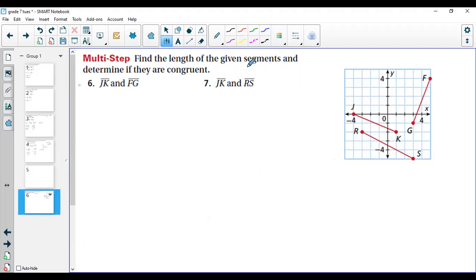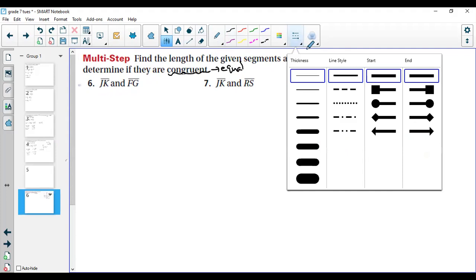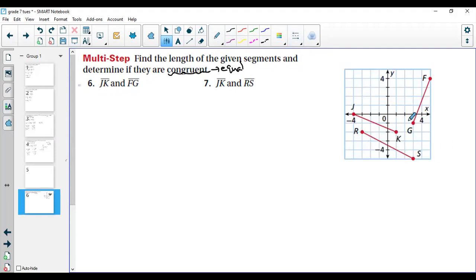All right. So what does the word congruent mean? Congruent in easy words means equal. So you have to find the length of each and then say whether both of them are equal, whether the distance is equal or not. Okay, so let's start with JK and FJ. So first write down the coordinates. It's always better to write down the coordinates. So I'm going to write down the coordinates here. Let me start with GF.